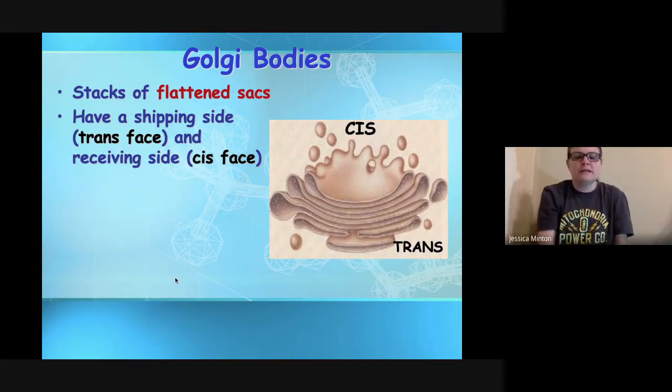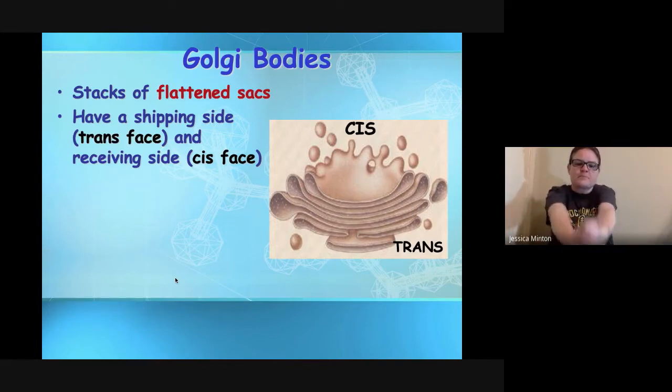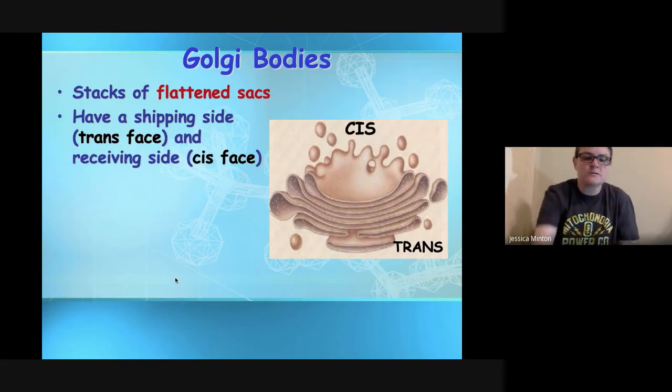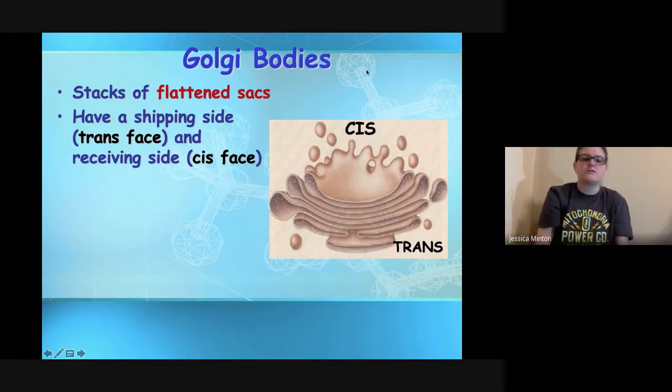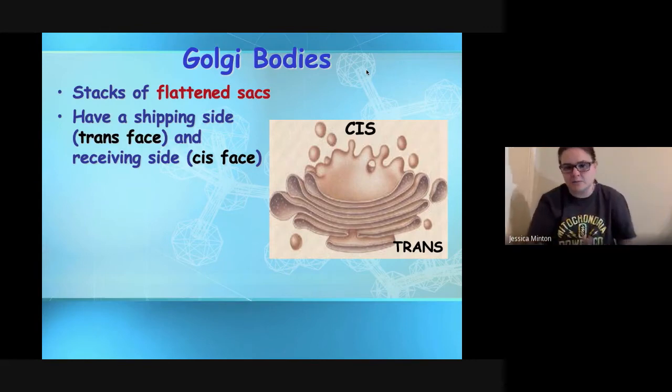What do we think of when we go to the post office? We think of the mail goes in and the mail goes out. So that's what you're going to look at. It has a shipping side. Notice that right here, I've got the trans face and I've got the cis face. The trans face is going to be the shipping side. That's what's going out. And I have the receiving side, which is what's coming in.